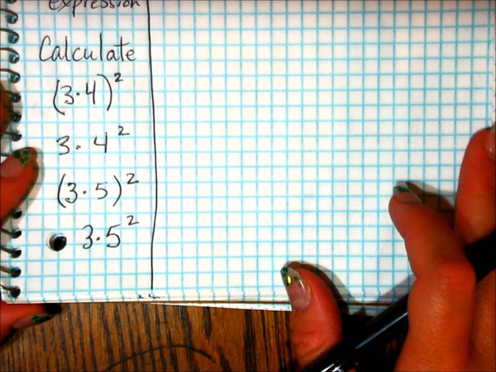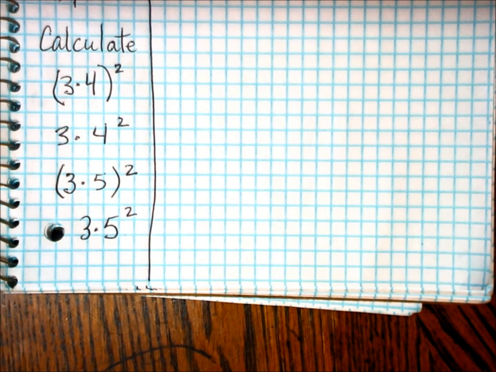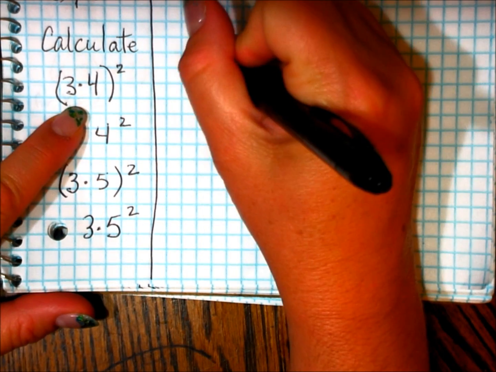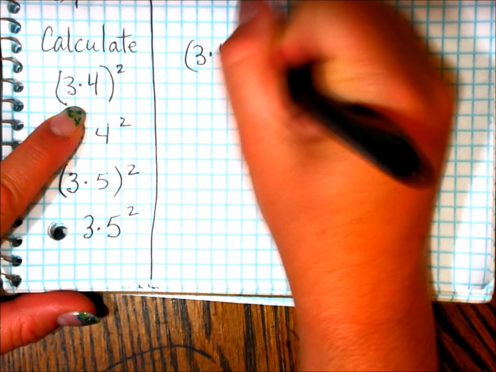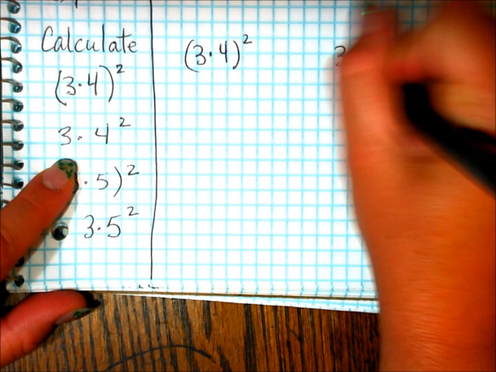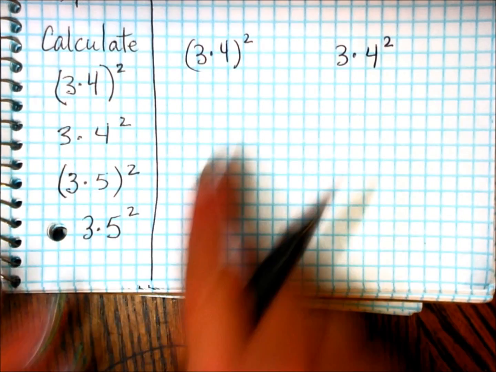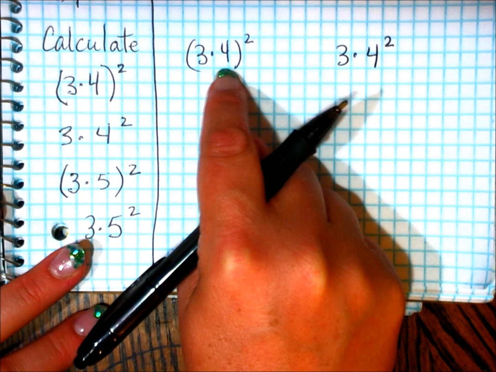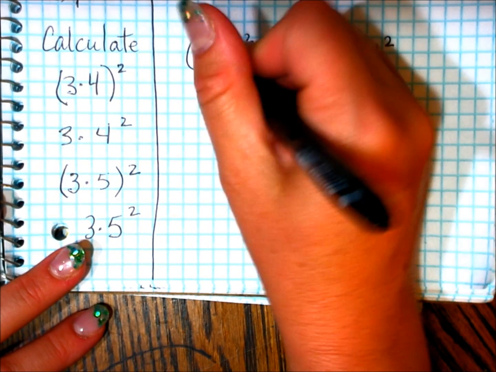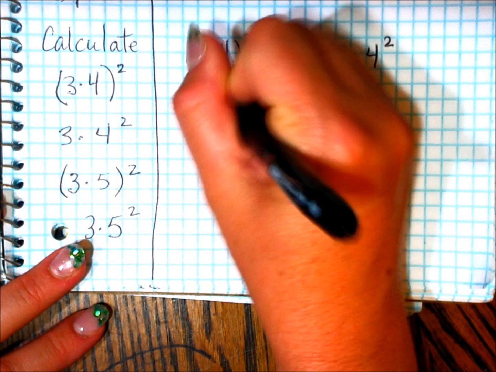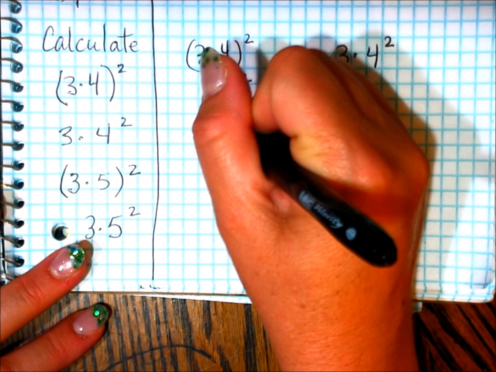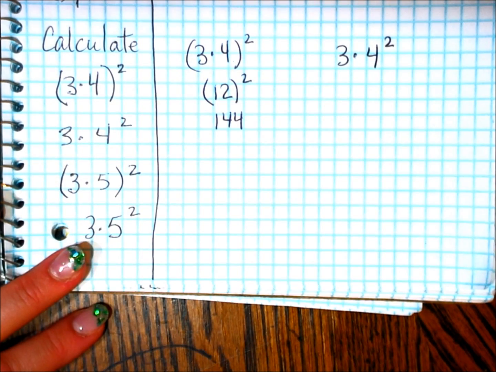All right. So we're going to do some calculations, and I do this because there are huge differences whether people realize it or not. We're going to start with (3 times 4) in parentheses squared and 3 times 4 squared. Remember our order of operations. We've got to do parentheses first. So when we have parentheses here, we need to do what's inside first. So we're looking at 3 times 4, which is 12 squared, and 12 squared is 144.